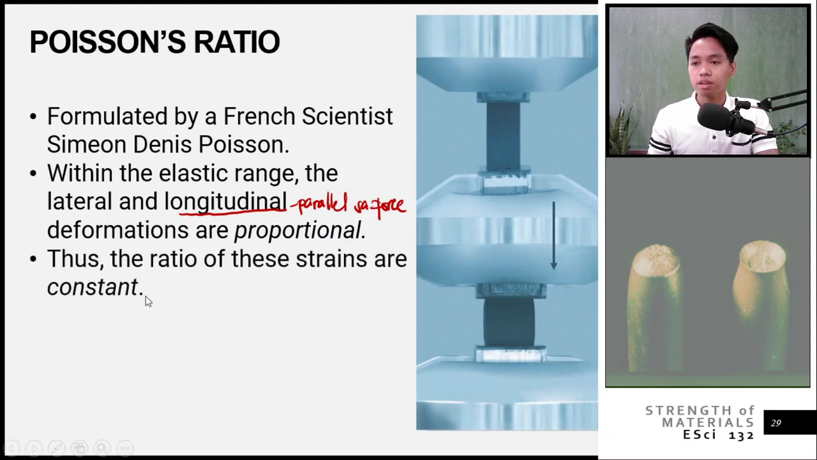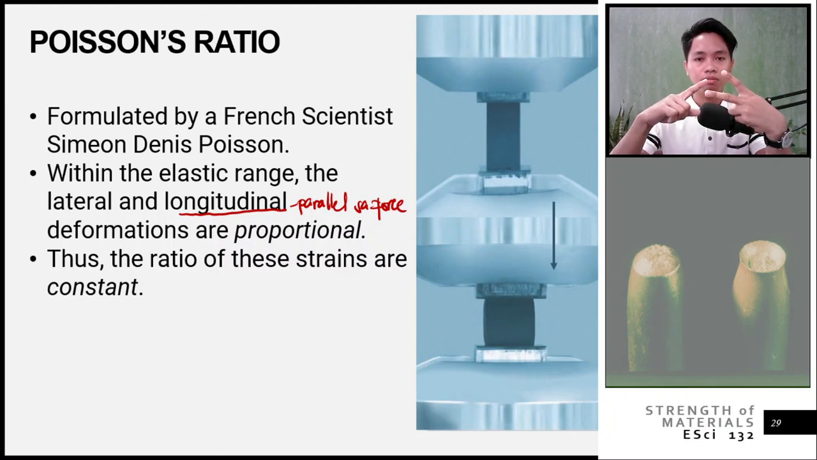Okay? So again, according to Poisson, as long as the material is within the elastic range, the deformations in both the axial or longitudinal axis and the lateral axis are proportional. If the deformations are proportional, then the stresses and strains are also proportional, the lateral and the longitudinal.